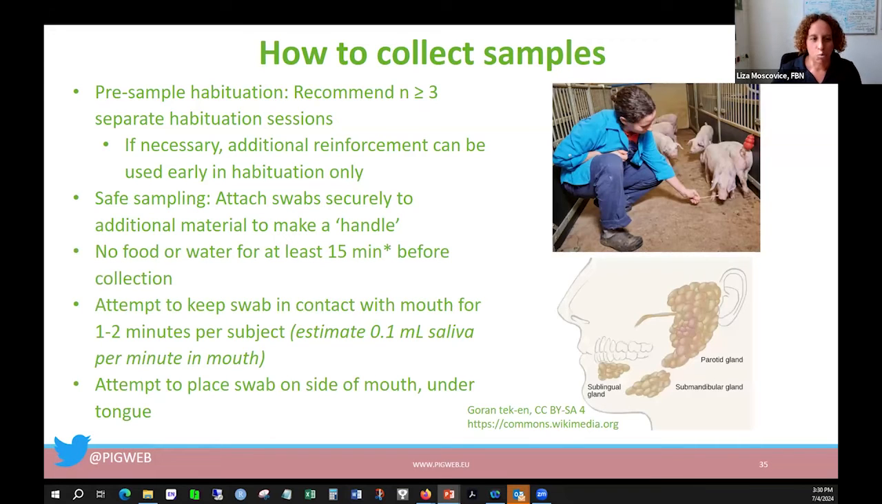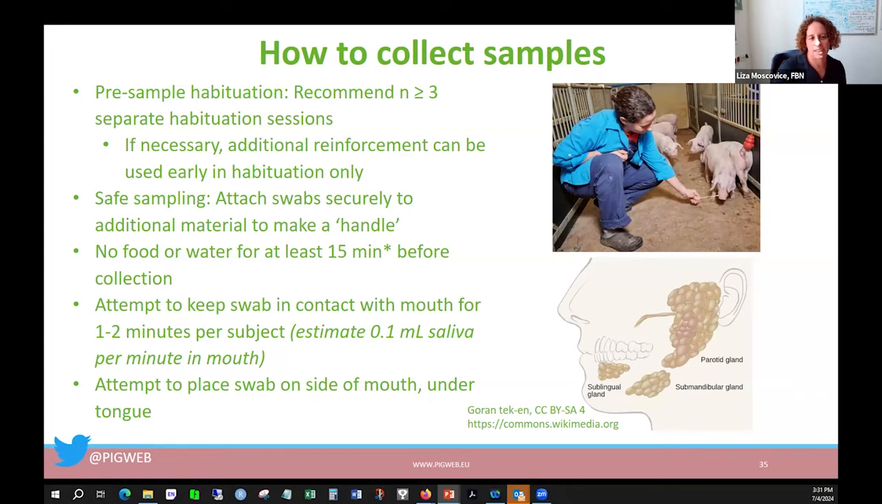Try to avoid giving food or water to the pigs or your subjects for at least 15 minutes before collection. It should ideally be 30 minutes to an hour, but we found that realistically, in a farm setting where these pigs are not typically food or water restricted, 15 minutes is what we could handle. But just be aware that if they have food or water right before collection, it can influence the samples. It has to be recorded if it happens, and it can have an effect.